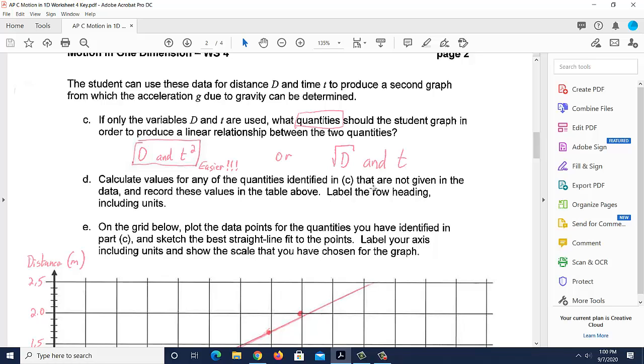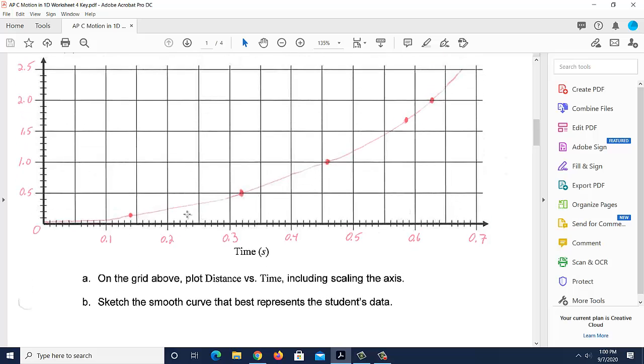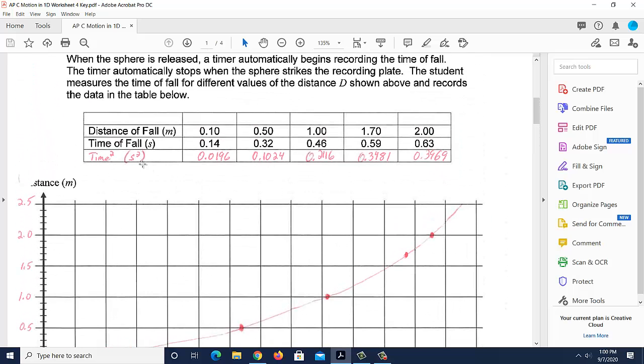Asks you to calculate values. Note, label the row heading including units. Again, a simple mistake that's sometimes made is that people don't put the row heading and the units in here. So I'm doing times squared in seconds squared, and then I actually square the times and write them in there using a reasonable number of sig figs.